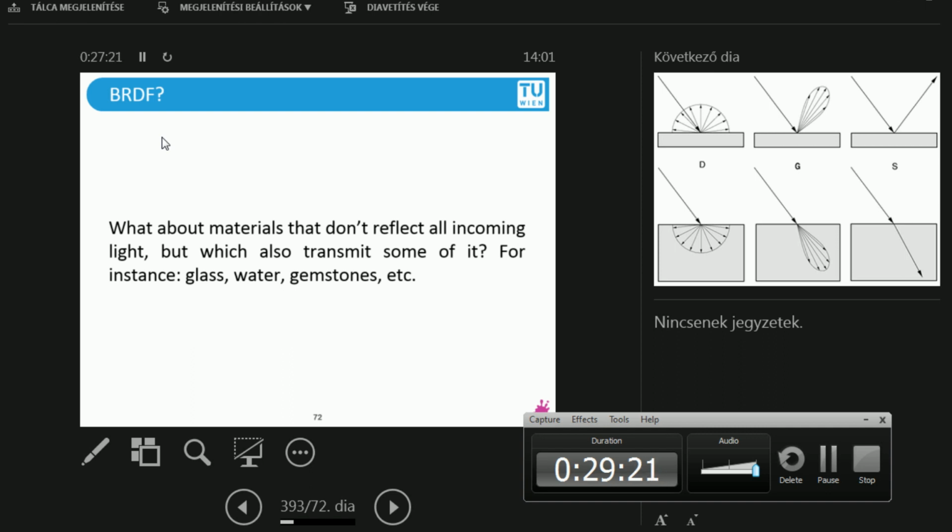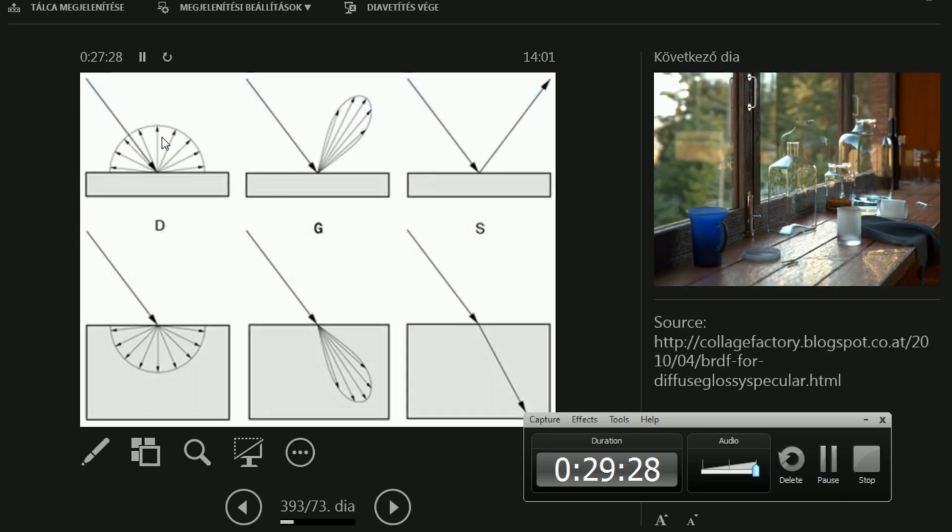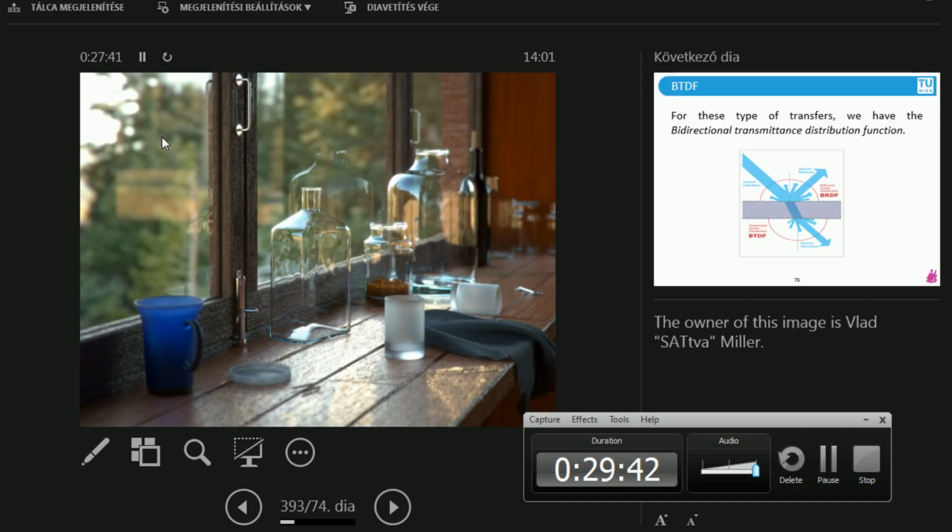There are some materials that transmit some of it. So for instance, glass, water, gemstones, and such. Well, it could look like that. And here above you can see some BRDFs, and below you can see some things, because it's not reflected, it's transmitted. There are some materials that let light through. So here's an example. Well, everyone has seen windows and things like that. Well, the question is, just a physical question, why are these objects transparent?